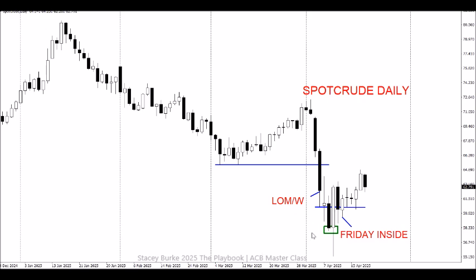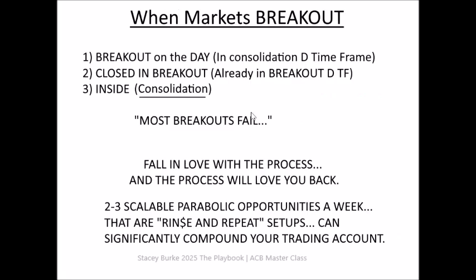Traders will also recognize this potentially as a signal day because it closed in breakout at the extreme, traders from the master class. Now, we talked about this last day. When markets break out, you have three scenarios essentially. They either break out on the day, having been in consolidation on the daily time frame, and they break out during the day. They may have closed in breakout on the daily time frame. They're already in breakout.